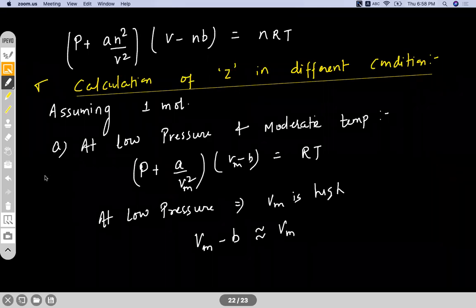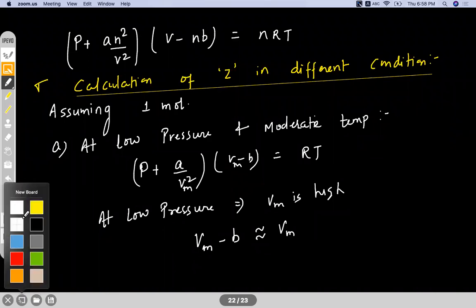Wait, let me see. What exactly qualifies as moderate temperature, low pressure? No, actually, it is not defined. When you get the questions, they'll mention the same terms, moderate temperature, low temperature, or high temperature, because for different gases we have different values. So we cannot define this. It's not a general term. Yeah, so this is the first condition we have.